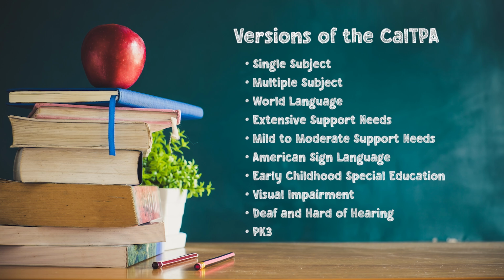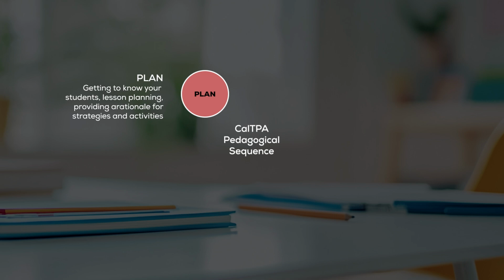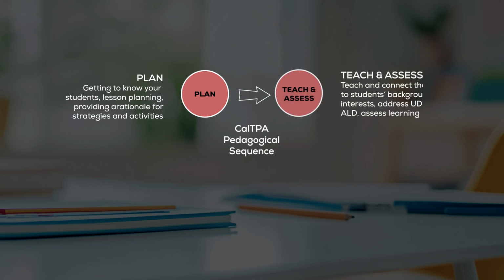There are some differences between these, but they all follow the same format and pedagogical sequence, which is number 1, plan. During the planning phase, candidates get to know their students, develop their lesson, determine their teaching strategies, and identify how their instruction is connected to students' backgrounds and learning needs. Number 2, teach and assess.